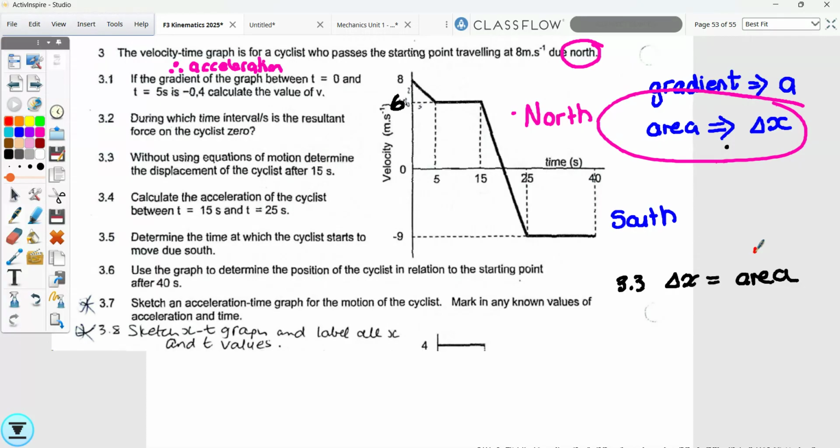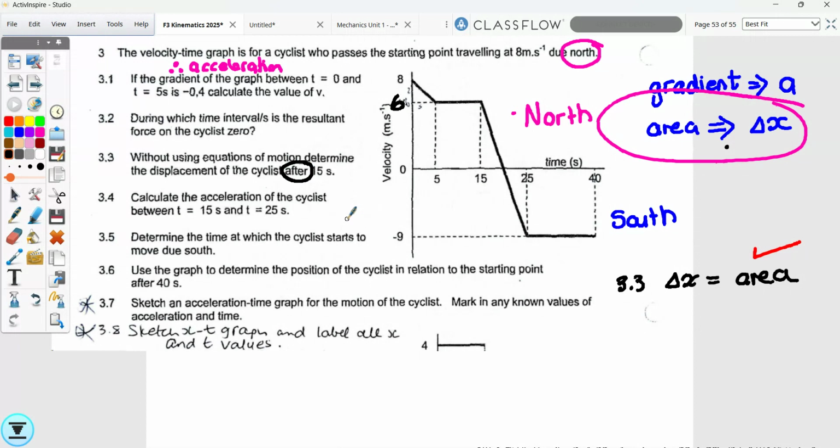Why? To mark for writing down, you can say area, then look at it. Is it a triangle? Is it a rectangle? So for 3.3, they want after 15 seconds. Now, this word, we've realized, causes drama in this little group that we have here.